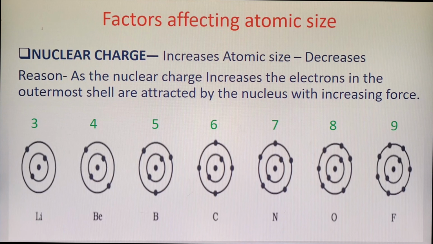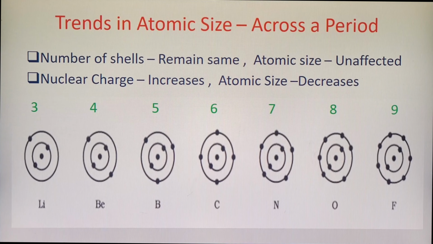But please do remember, what is the other word for nuclear charge? It is nothing but atomic number. So what are the two factors that are affecting atomic size, children? The first one is the number of shells and the second one is nuclear charge.